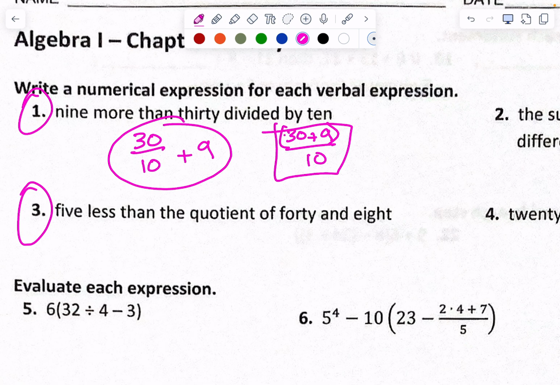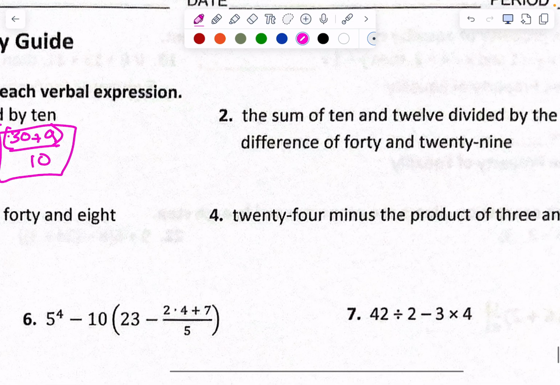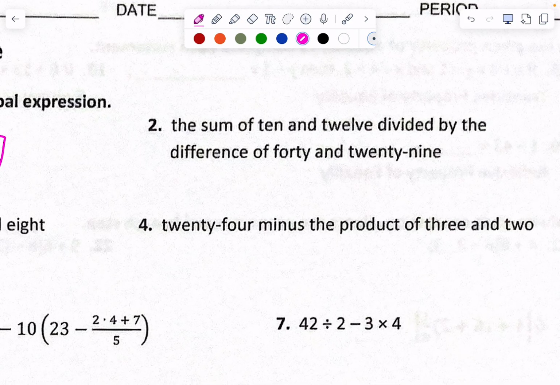Let's go down to number 3. 5 less than the quotient of 40 and 8. 40 divided by 8 minus 5. Yeah? I was a little bit confused when I did that, because usually they give us... Can you just write it out? That's fine. Nope, that's good. Okay. You do 2 and 4. I will do them up here on the board, and then you check your answer. But don't look at mine until you're done with yours. How about that? Okay?